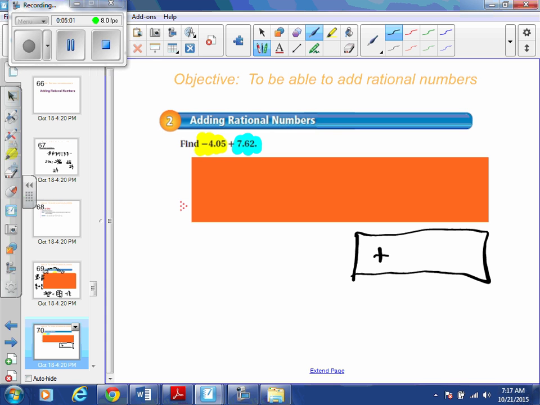Somebody else gives you $7.62. You're going to be able to pay off that debt and have money left over. Okay? So our answer is going to be positive. We have more positives than we have negatives. 7 is more than 4.